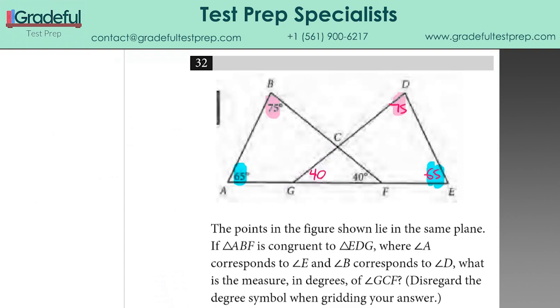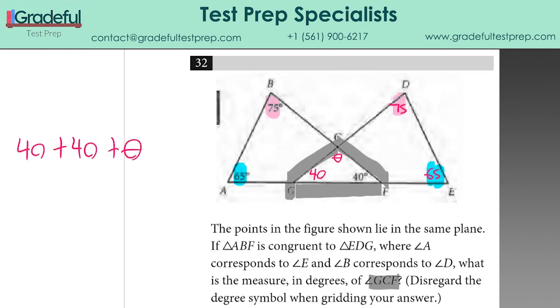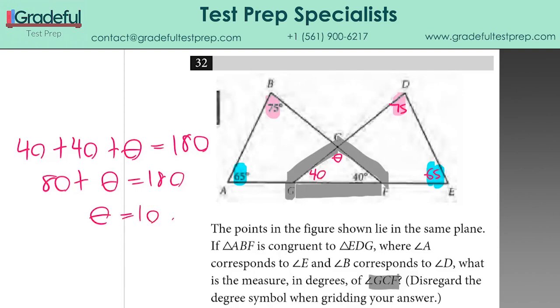And what's the measure of angle GCF? That starts at the G, goes to C, and passes through F. So we're talking right now about this angle here. And so within this whole triangle here, we've got 2 of the angles, 40 and 40. And then we've got the one that we're looking for, which we'll call theta there. And the 3 angles of a triangle add to 180. So 80 plus theta equals 180. And theta equals 100 degrees, and so the answer for 32 is 100.